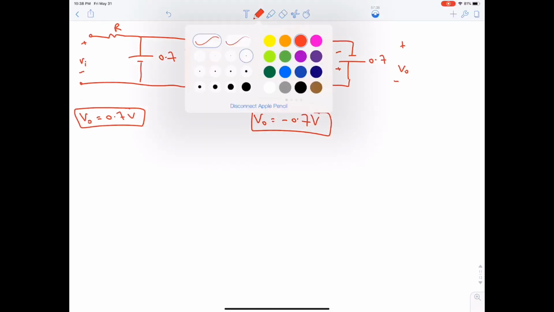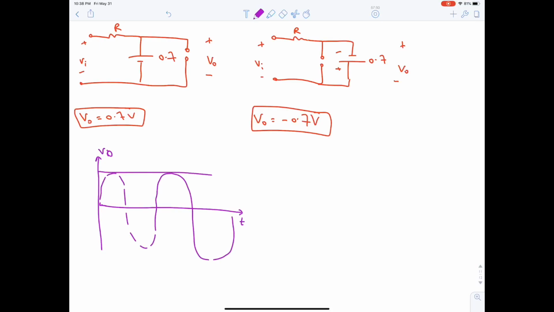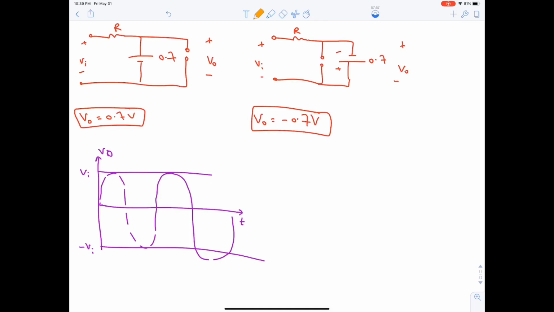Let's draw the waveform. V output, this is the reference, Vi and minus Vi. If Vi is positive, then the output is DC 0.7, and if Vi is negative, then it's minus 0.7, also DC. So this is the graph, okay?